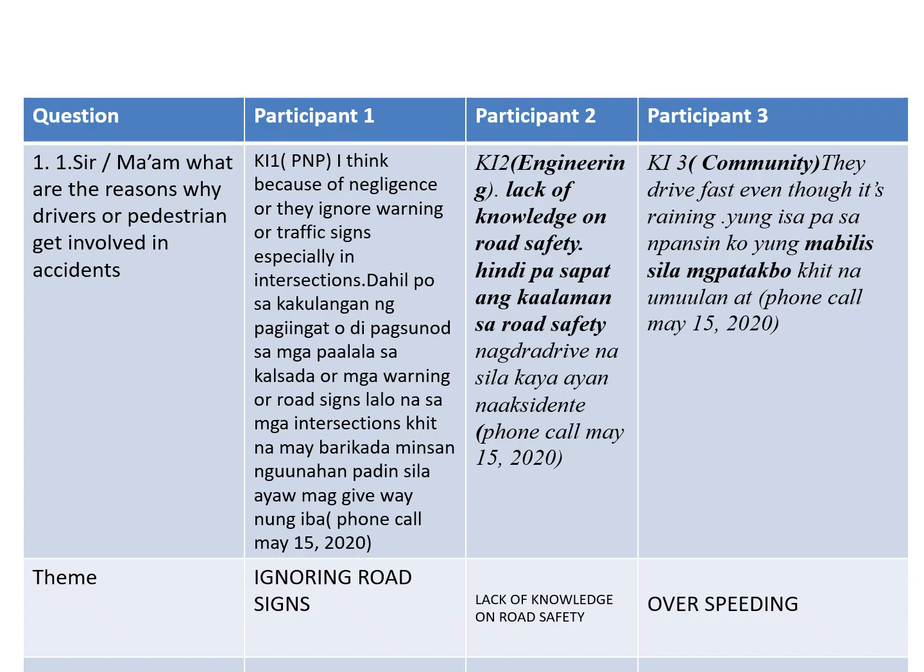So as you can see on the screen, this is an example of a transformation table of qualitative research. With regards to the question on this study, there are three participants: the PNP, the engineering department, and the community members.